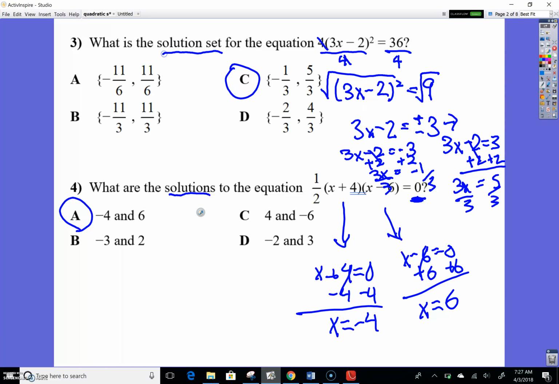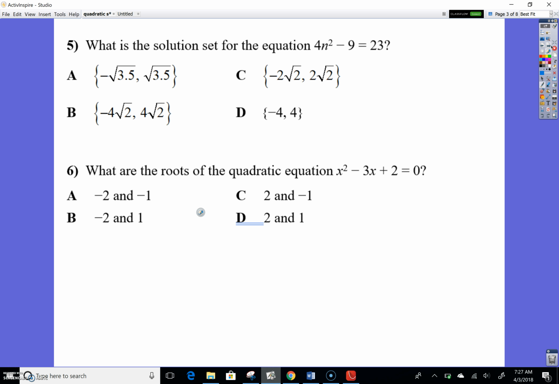See, in all of these we're looking for the solution. Remember, if you don't know how to do this, you can graph it and find the zeros. What is the solution set? Again, this one is very similar. Remember, there's no middle term here. So I'm going to just say minus 9 is equal to 23. I say plus 9.